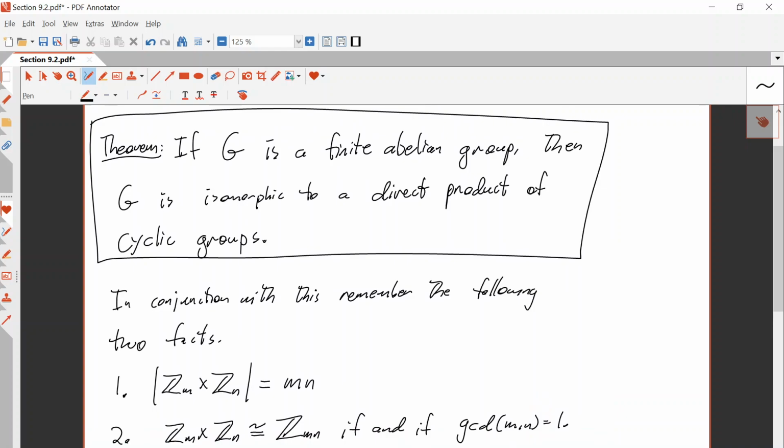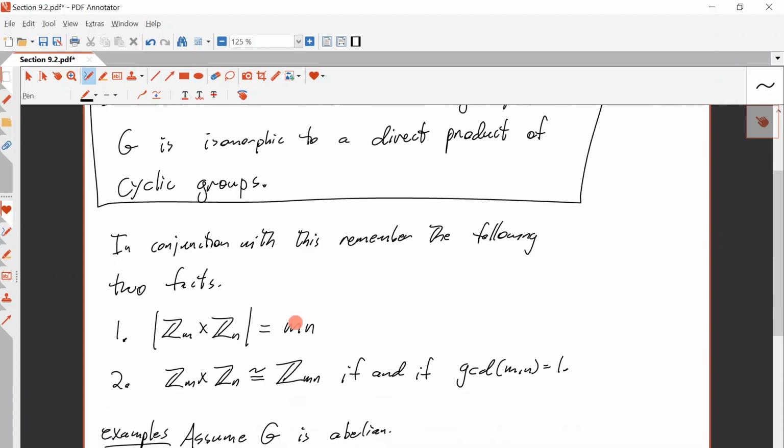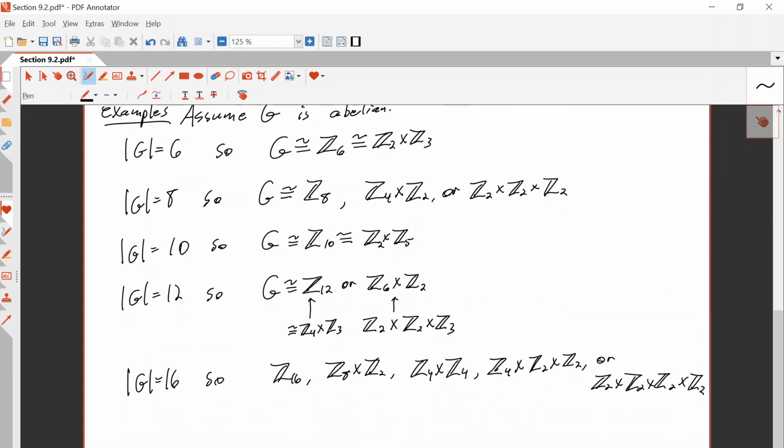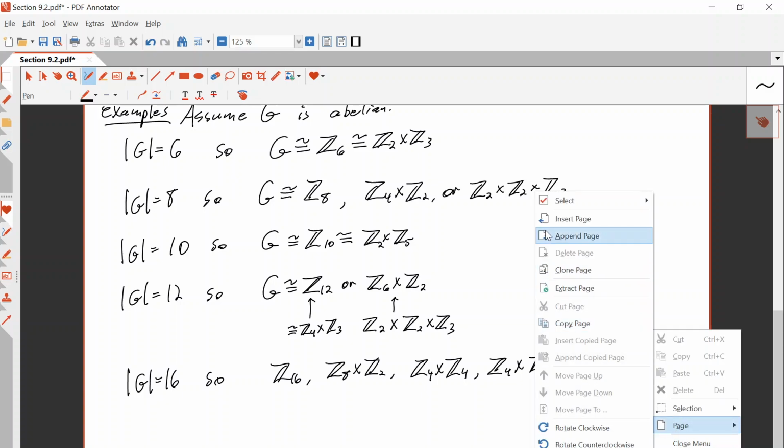All right. So the fundamental theorem of finite abelian groups: every finite abelian group is isomorphic to a direct product of cyclic groups. And then using the following 2 facts: the order of Zm cross Zn is m times n, and Zm cross Zn is isomorphic to Zmn if and only if the GCD of m and n is 1, that is, m and n are relatively prime. With those facts, you're able to list out via exhaustion all of the possibilities for any finite order. It takes you a little while as numbers get larger, but it can be done.